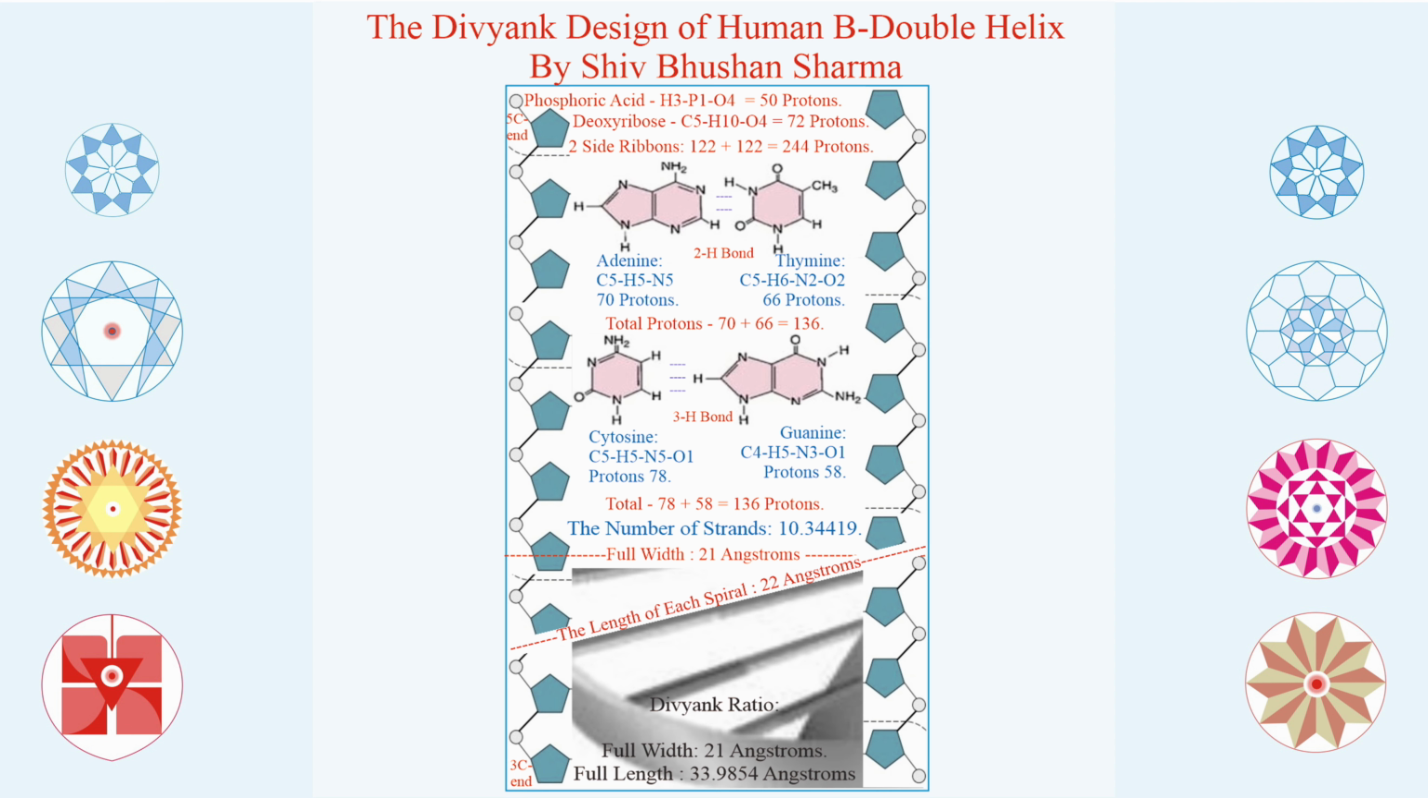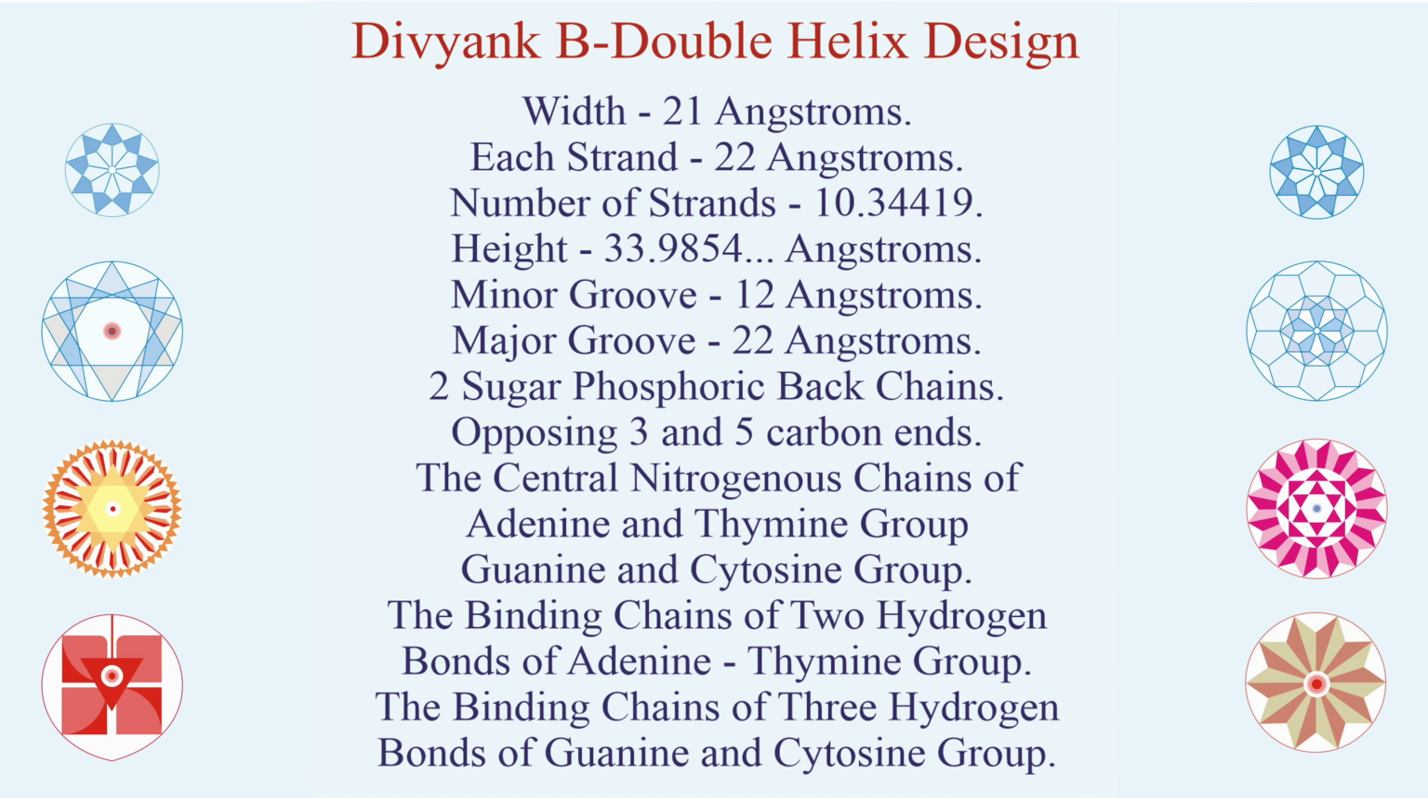Now I'm going to give the design done by Shibhushan Sharma for Divyank design of B double helix. In this picture you can see the number of protons, neutrons, everything very clearly. You can come back to that, but let me give you the summary in the next picture. The difference between the known model and this model: they said 20 angstrom, I am saying 21 angstrom. That is according to Divyank. Each strand is 22 angstrom. They don't talk about it. Number of strands is 10.34419, not 10.